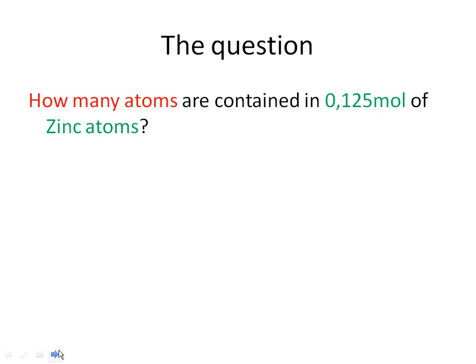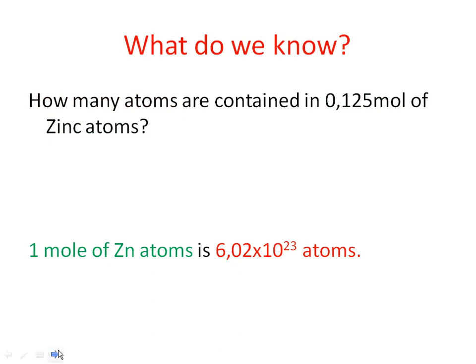What is our question? How many atoms are contained in 0,125 moles zinc atoms? What do we already know that can help us with this? Well, we know that 1 mole is the same as 6,02 times 10 to the power 23. And 1 mole of zinc atoms is equal to 6,02 times 10 to the power 23 zinc atoms.